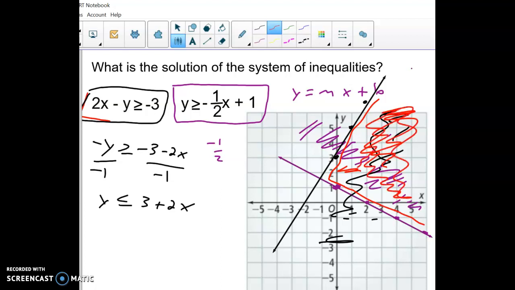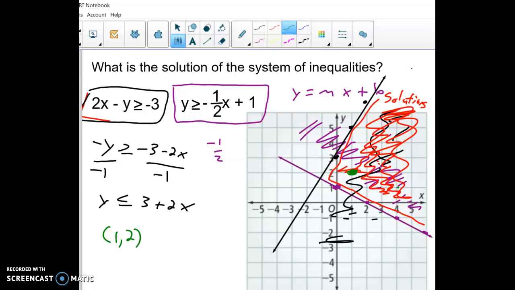That's why I say kind of lightly shade and then darken in where their shading overlaps, because that red is our answers. Those are our solutions. Those are the xy pairs that work for both of these inequalities. If we wanted to list one, maybe I'll try and get another color here, one solution, there'd be infinitely many, but that one would be (1, 2).